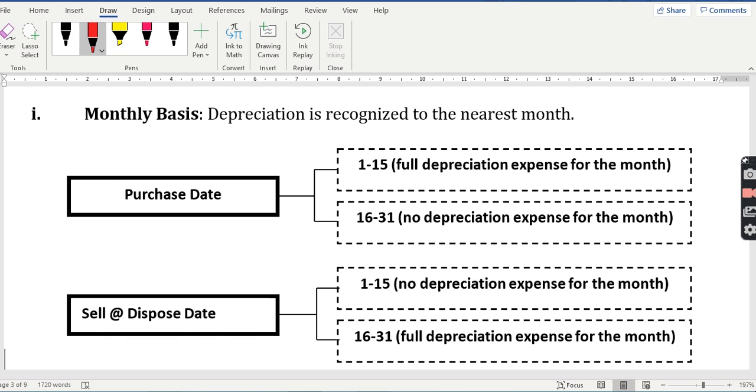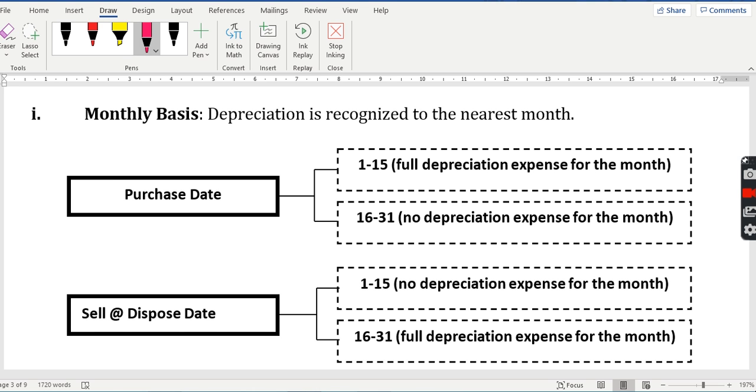For example, now we have the monthly basis. We have the purchase date and we also have the dispose date. There are differences, as you can see in the table itself. When we are purchasing a new asset, how do we record the depreciation for the asset?